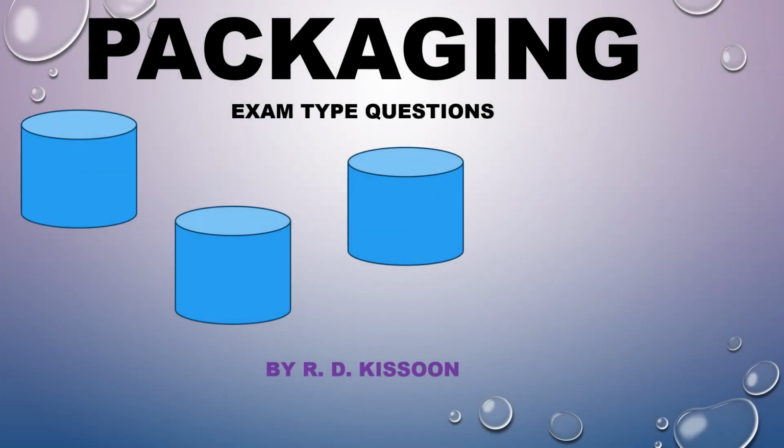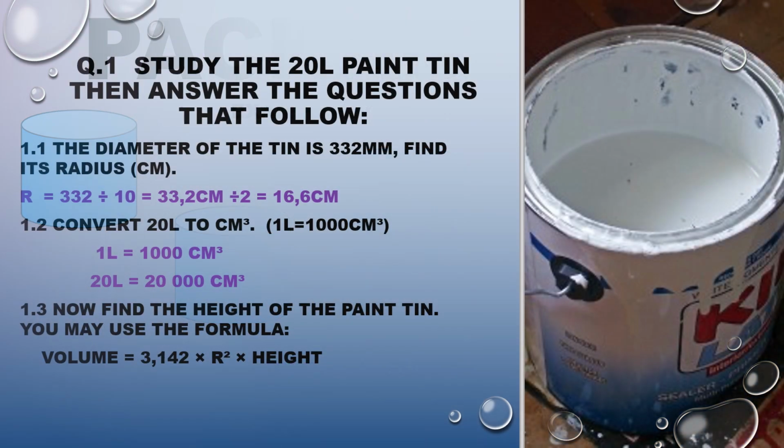Today's lesson is on packaging. It is based on exam type questions. Question 1 says, study the 20-liter paint tin, then answer the questions that follow.